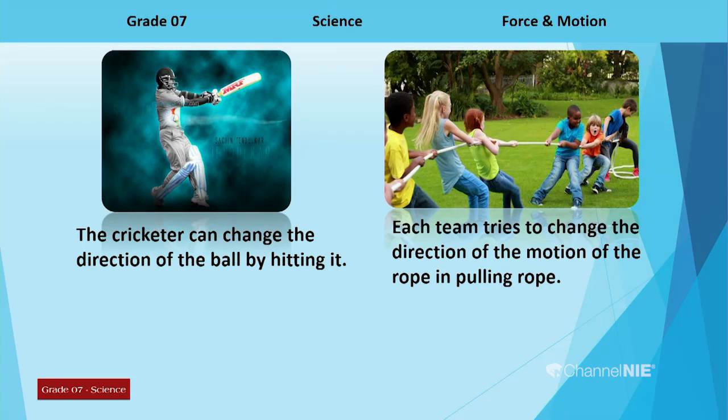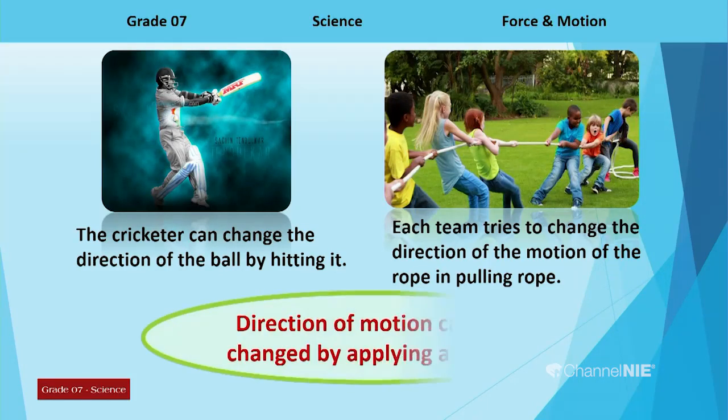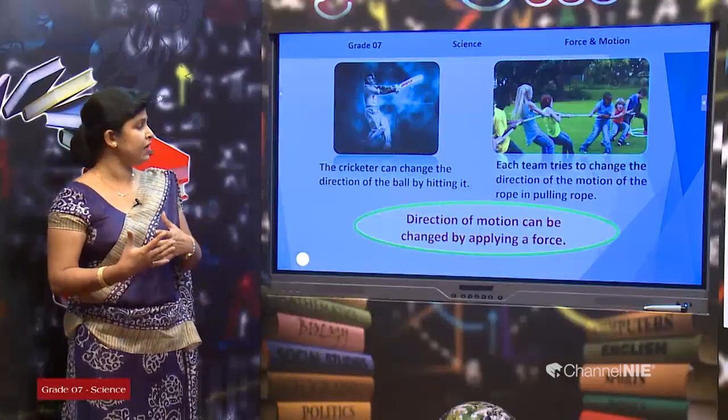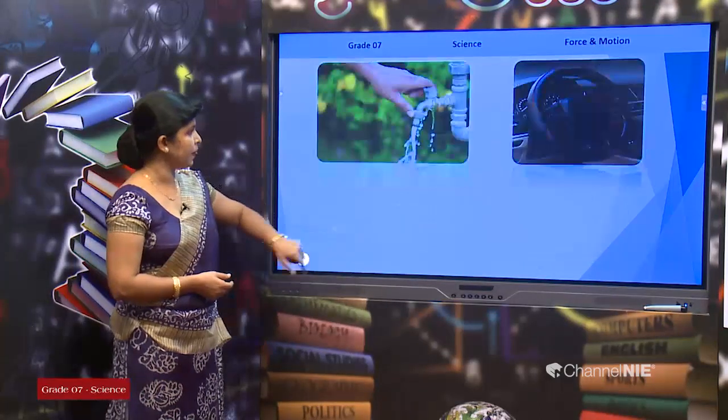In the second picture, you can see a rope pulling. I think you have experiences of pulling ropes in the New Year season. Each team tries to change the direction of the motion of the rope. So that is another effect of force. Direction of motion can be changed by applying a force. We can apply a force to change the direction of an object.